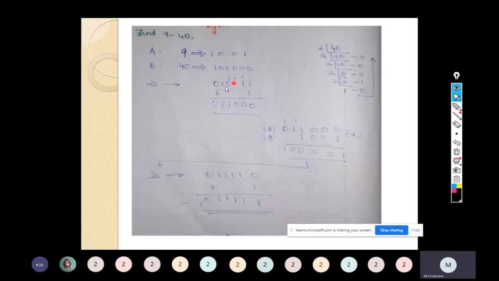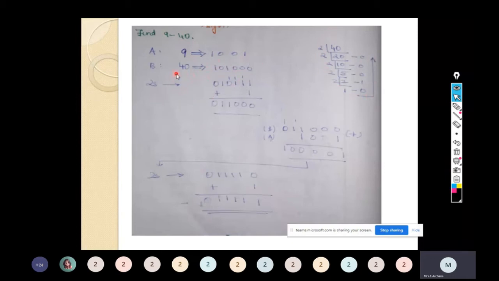Yes, 9 minus 40, that is smaller number minus bigger number. So 9 minus 40. For 9, 1001. For 40, we are going to find out the binary number. So the binary number using the division method is 101000. We write from top to bottom. So this is the way to do decimal to binary conversion.